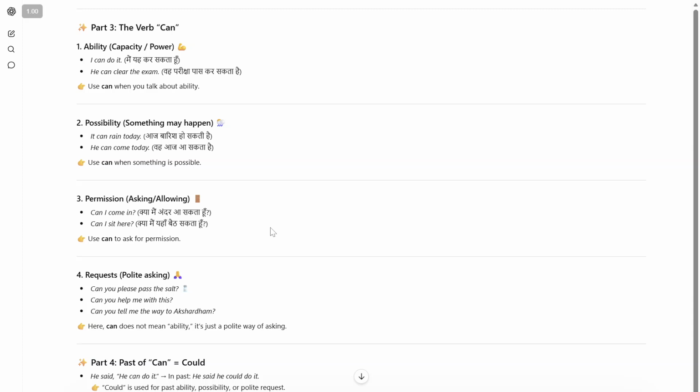Part 4, past of can equals could. He said he can do it. In past, he said he could do it. Could is used for past ability, possibility, or polite request.